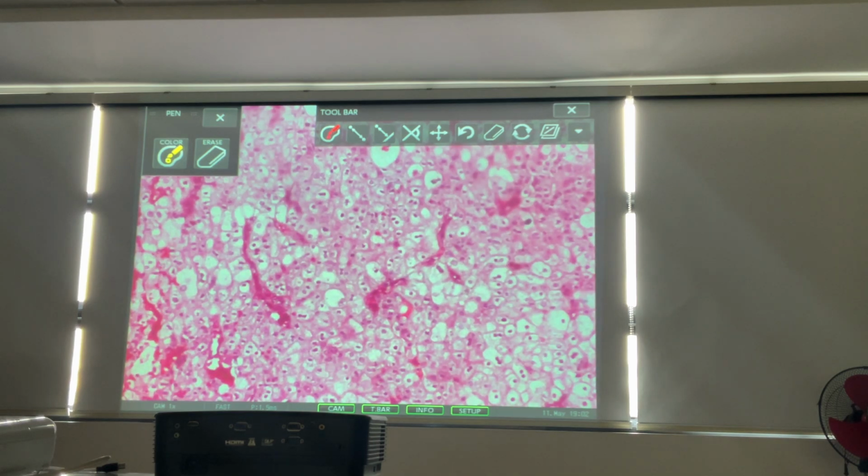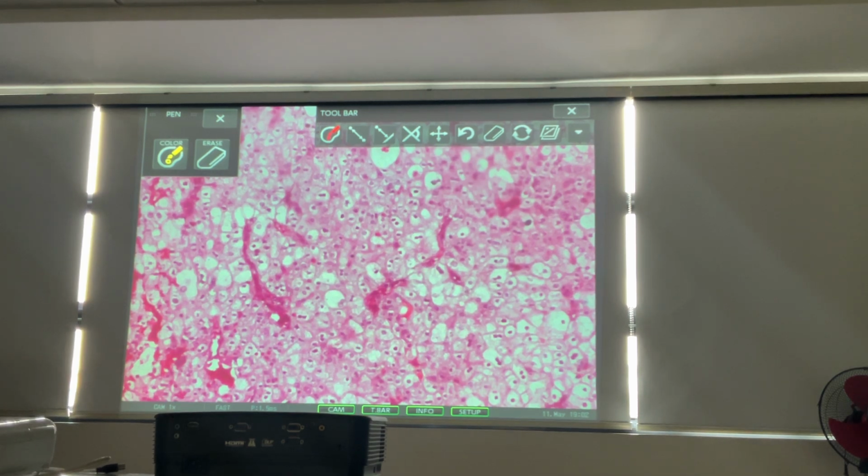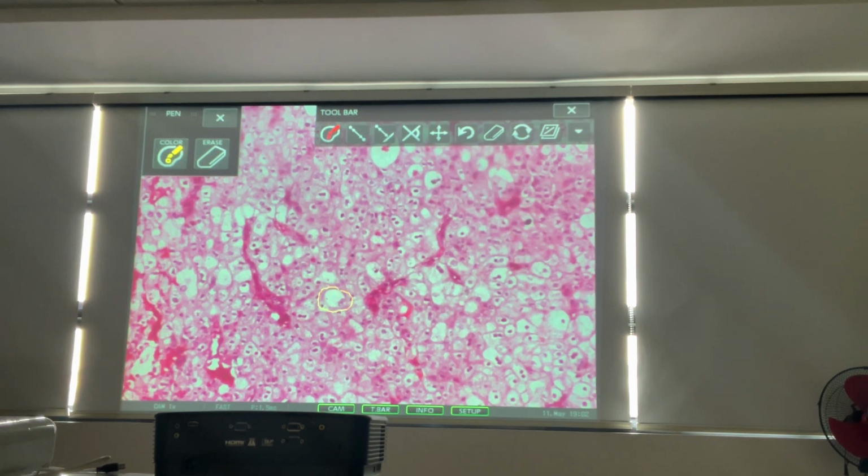At the individual tumor cell level, you would see that the tumor cells have large clear cytoplasm and small rounded nuclei that could either be at the center or slightly off center, eccentric. So that's why the term clear cell variant.